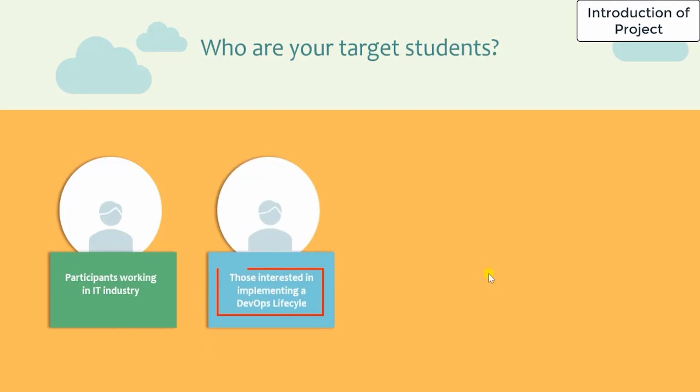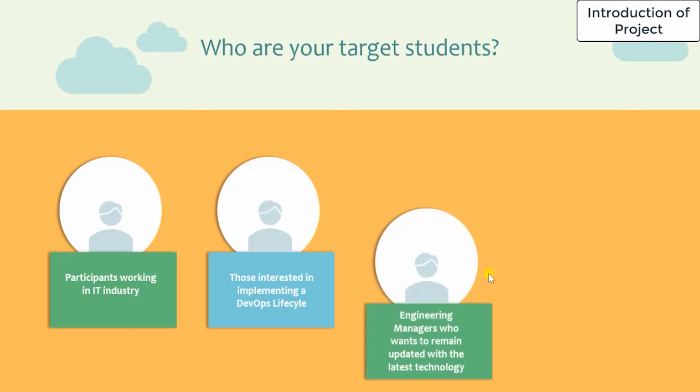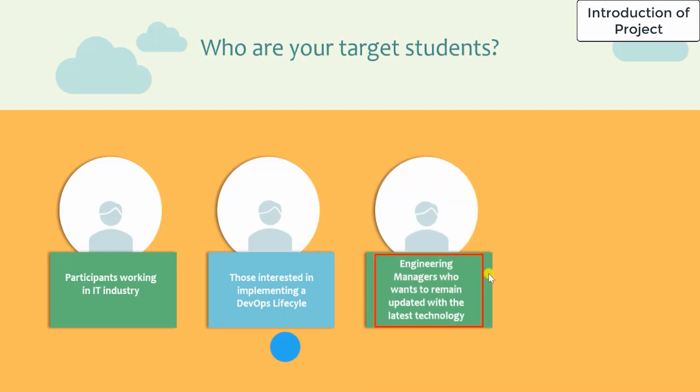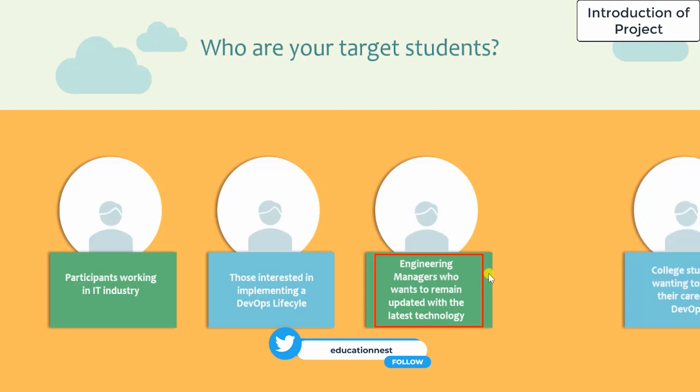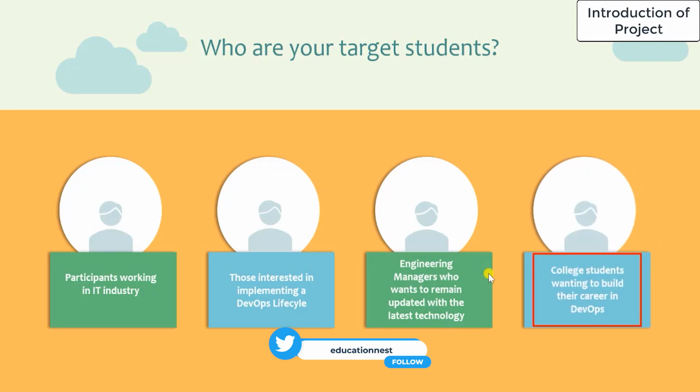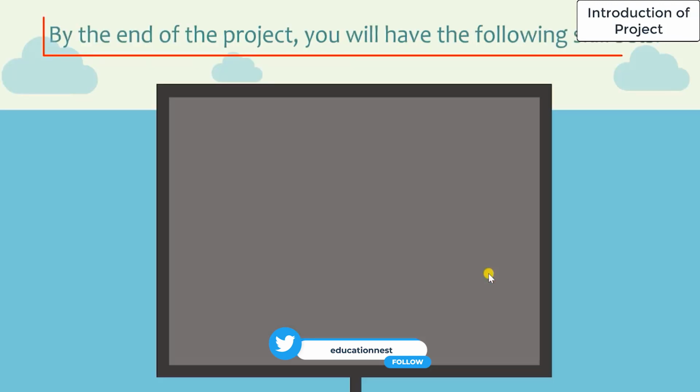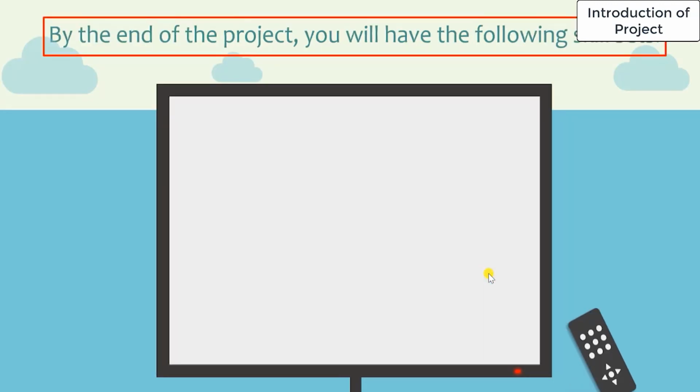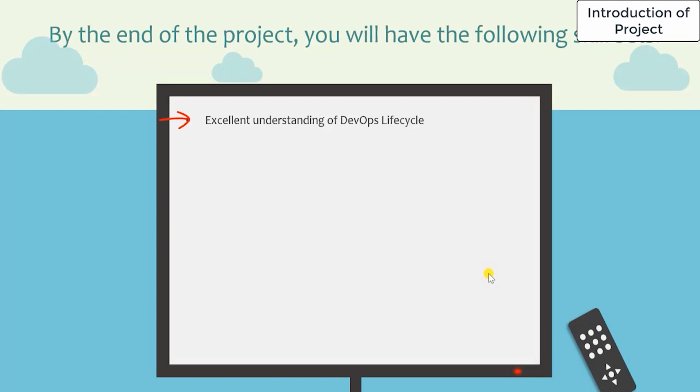Then those interested in implementing a DevOps lifecycle, engineering managers who want to remain updated with the latest technology, and the college students wanting to build their career in DevOps. So by the end of this project, you will have the following skill sets. You will have an excellent understanding of the DevOps lifecycle. You'll get to know how to implement Jenkins CI/CD pipelines, then how to monitor servers.